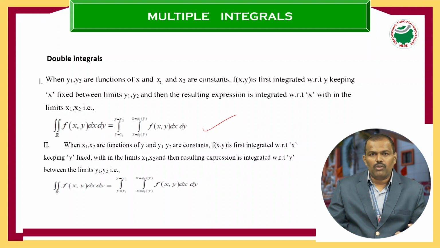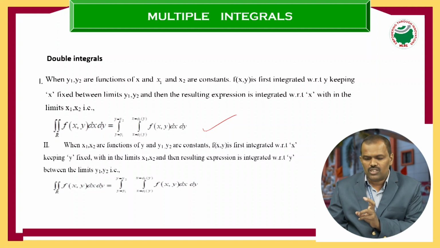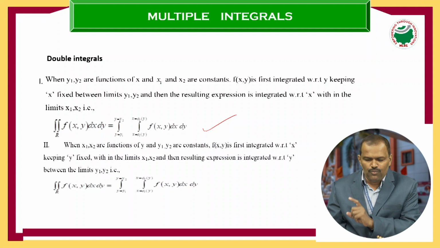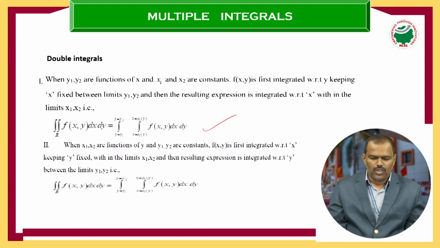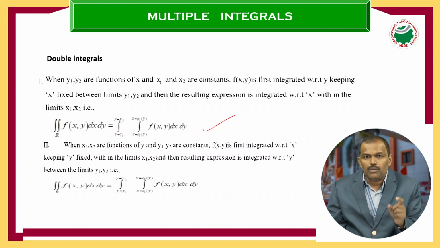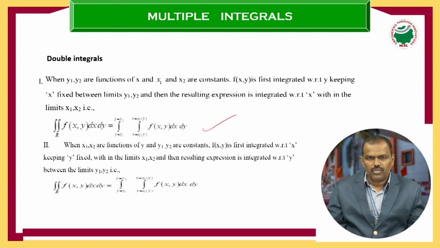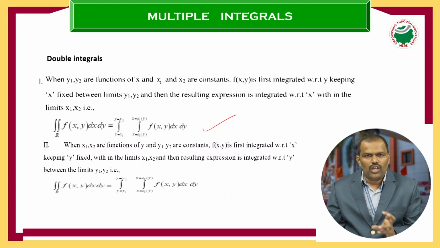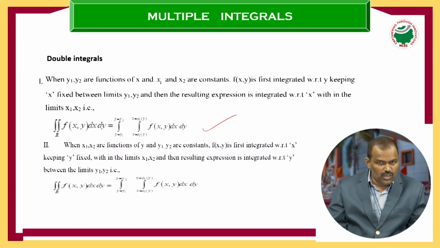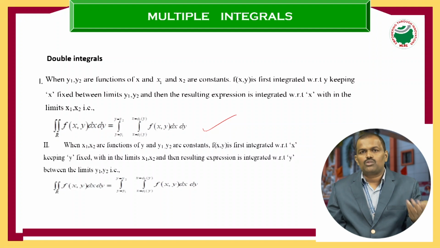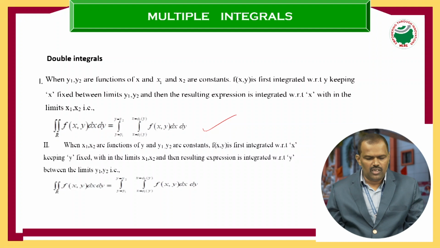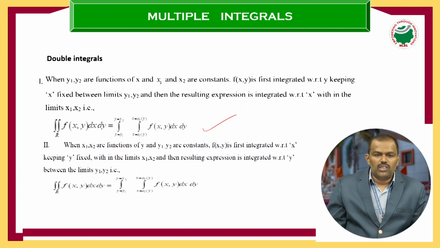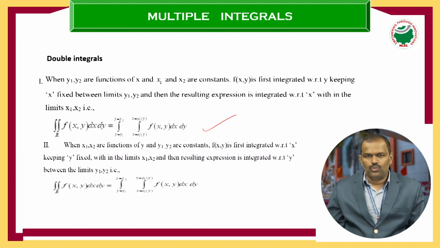Then f of x comma y, which we have to integrate first, is integrated with respect to x and then with respect to y. While doing it with respect to x, y should be kept constant. So first we integrate with respect to x, keeping y fixed, in the limits x1 to x2, and then the resultant expression can be integrated with respect to y between the limits y1 and y2. Then we get the answer. So that is the second way.